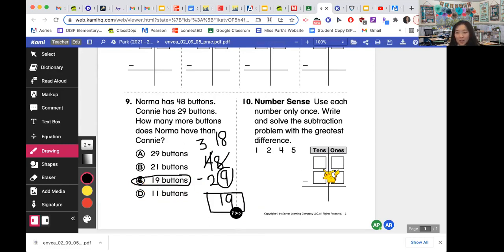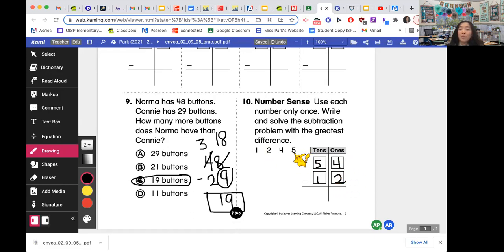Okay, last one before you guys go to breakout rooms. Number sense. Use each number only once. Write and solve the subtraction problem with the greatest difference. So you need the greatest difference. So you need to pick the biggest number you can make and the smallest number you can make. So the biggest number you can make here is going to be 54. And then the smallest number you can make is going to be 12.